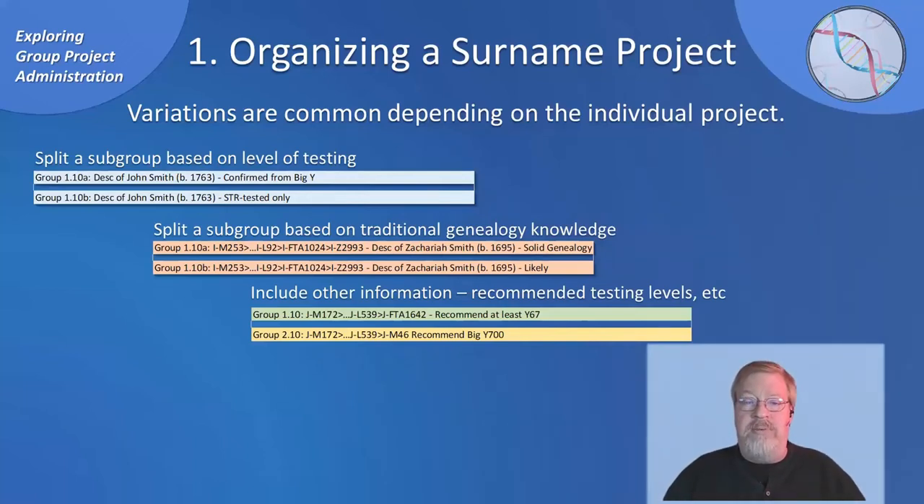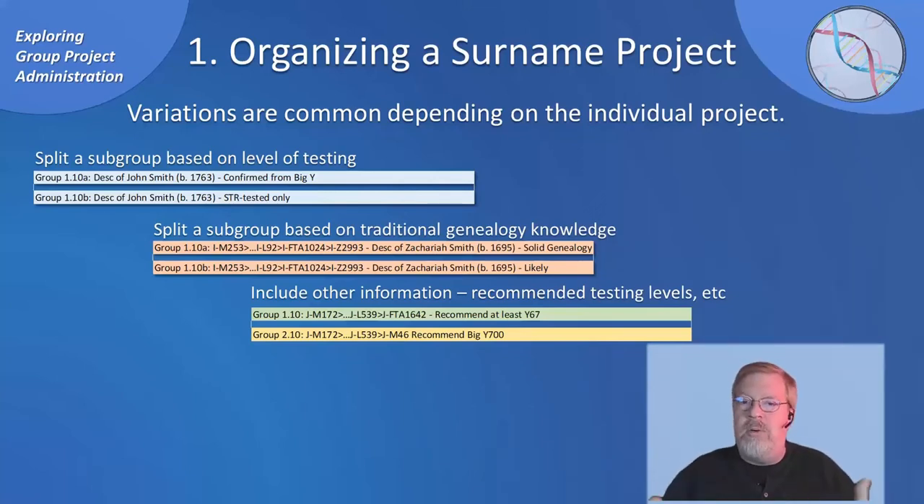And then you can put other information into the names too, right? This other example I have is here I've said, well, for group 1.10, it's recommended that they all upgrade to Big Y. For group 2.10, they actually only have to upgrade to Y67 because I get a pretty good idea in those STRs as to where they fall, and I've got good genealogy knowledge. I can slot these people in.